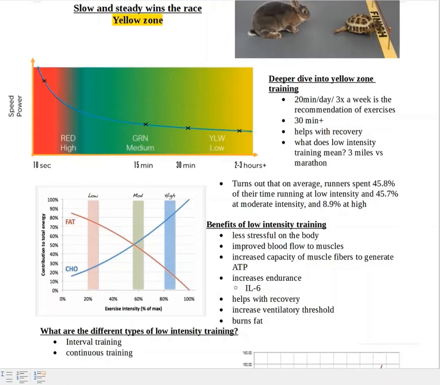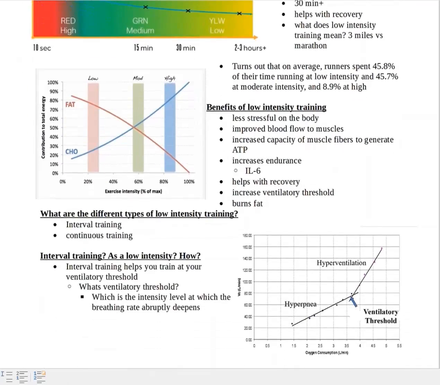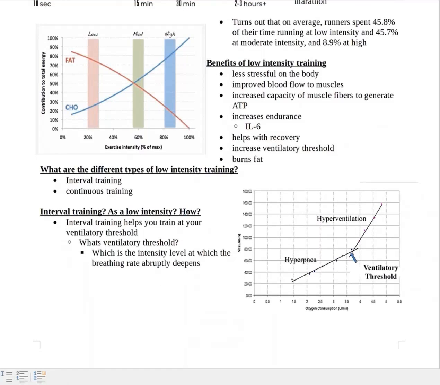Well, there's two different types of components to low intensity training. There's the interval training and the continuous. How do we do interval training at low intensity? Well, interval training actually helps train your ventilation threshold. What is ventilation threshold? Well, it is the intensity level at which the breathing rate abruptly changes.